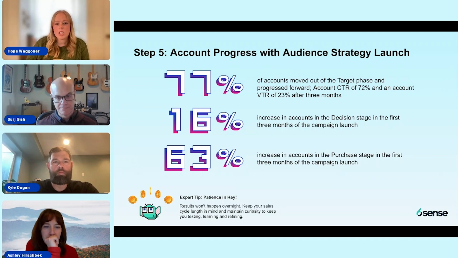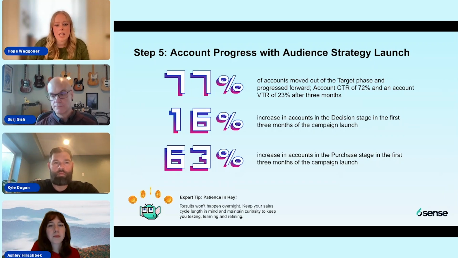What we're seeing here too is by getting those accounts out of that target phase and moving them further along, we saw a 16% increase in accounts in the decision phase and a 63% increase in accounts in that purchase stage. These are incredible metrics, but really want to focus on the fact that patience is key when we look at an ABX program.